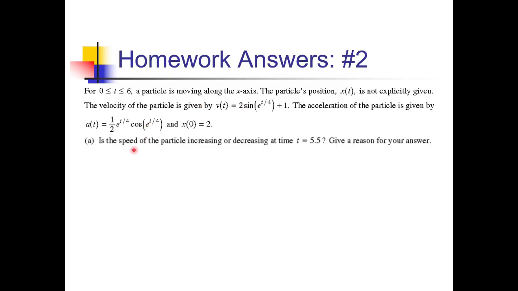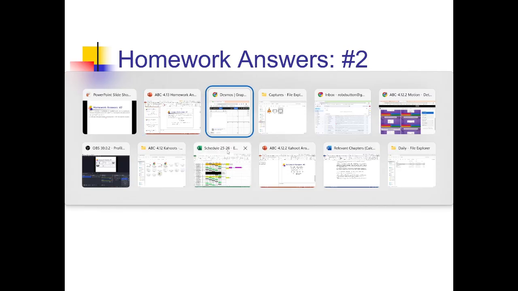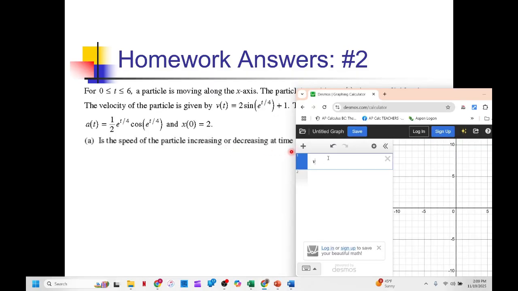For part A, they want to know, is the speed of the particle increasing or decreasing at time 5.5? Give a reason. If we want to figure out if we're speeding up or slowing down, we need to figure out the velocity and the acceleration at 5.5, whatever units of time this is. We need to compare those to see if they have the same sign or opposite signs. If the signs agree, then we're speeding up. If the signs are opposite, then we're slowing down. So let's first do v of 5.5, and I'm going to plug all this into Desmos. Let me write out my v function first.